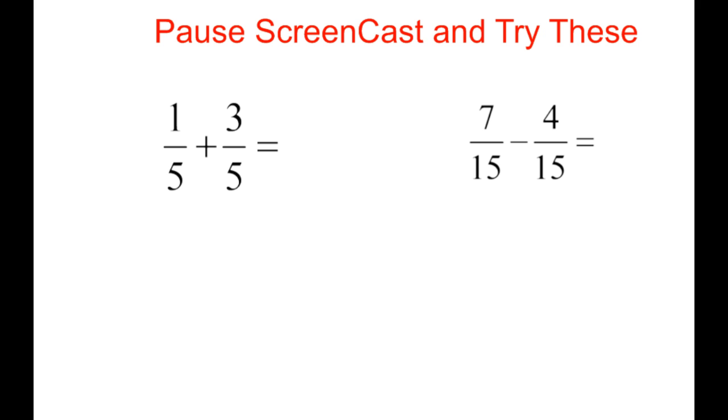Now, I'd like you to pause the screencast and try these two problems.